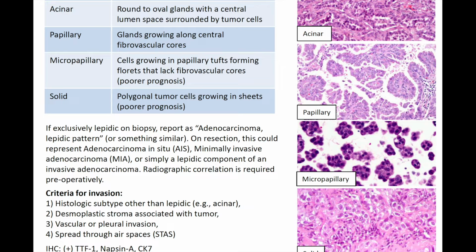On resection, this could represent adenocarcinoma in situ, minimally invasive adenocarcinoma, or simply a lipidic component of an invasive adenocarcinoma. So radiographic correlation is required preoperatively.